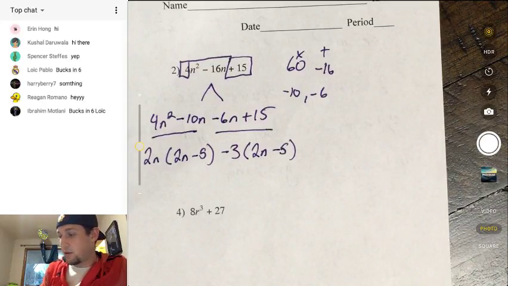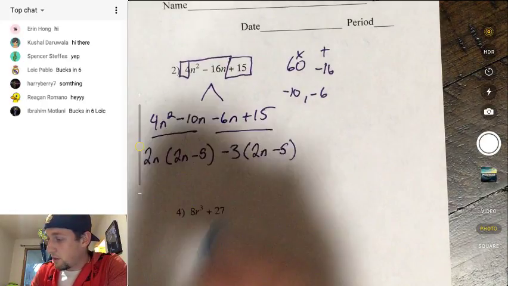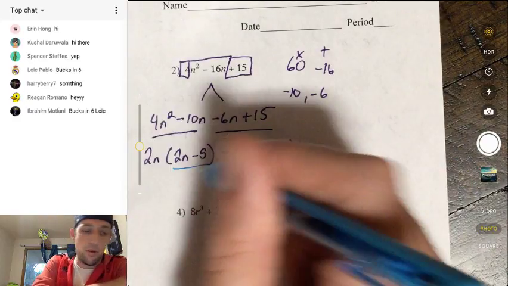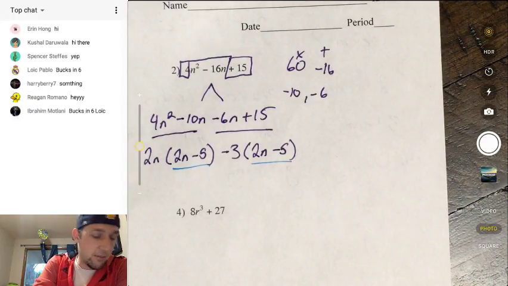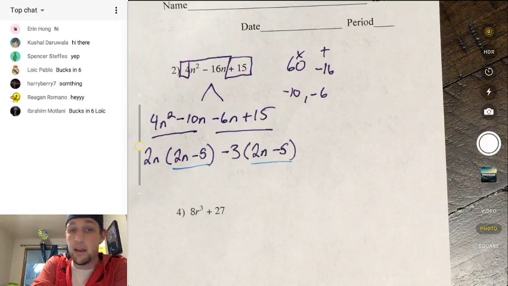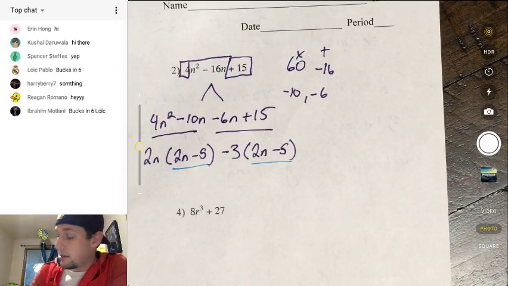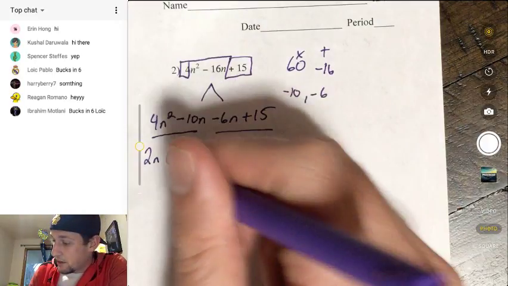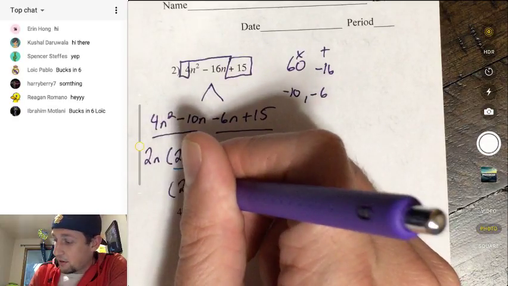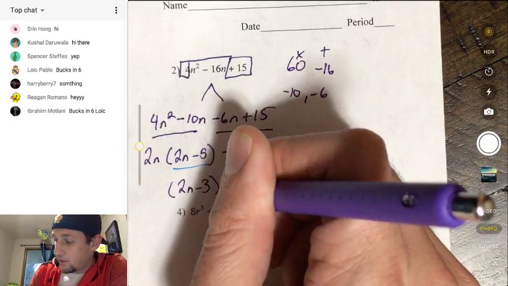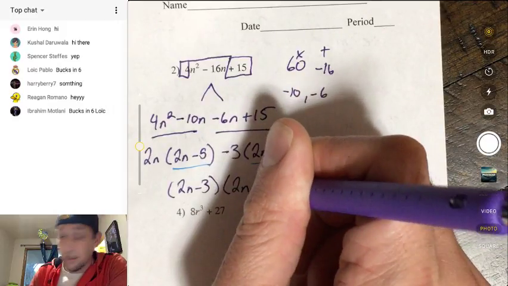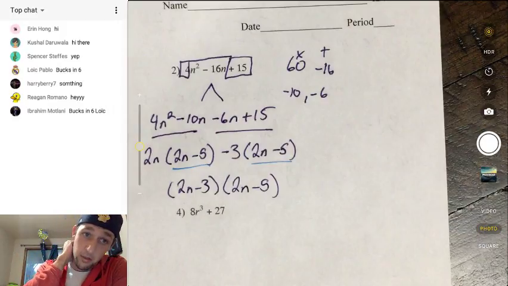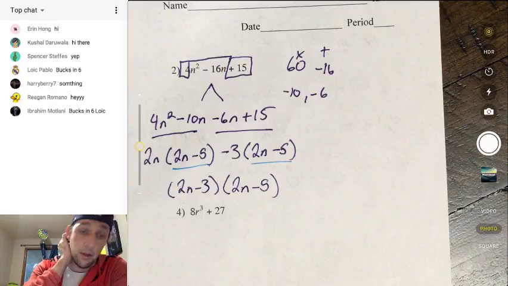That is kind of our check in this whole process. We know we did it right if those two parentheses that I've just underlined in blue match up. And they do. So my final answer is 2n minus 3, that's the stuff that was on the outside, and 2n minus 5, that's the stuff on the inside. And that's the whole thing. So that's the work you'd have to show if you were doing splitting the middle.